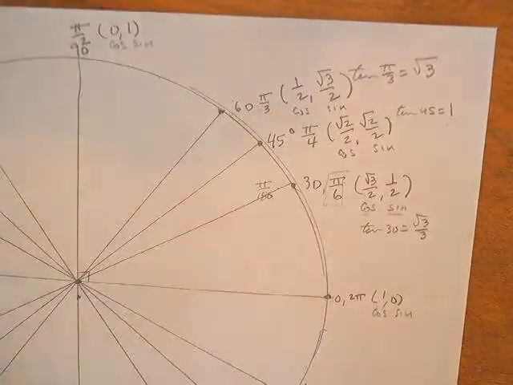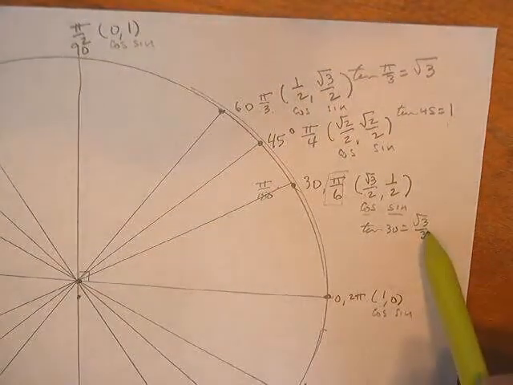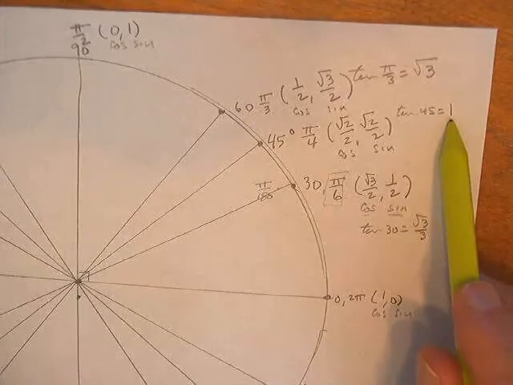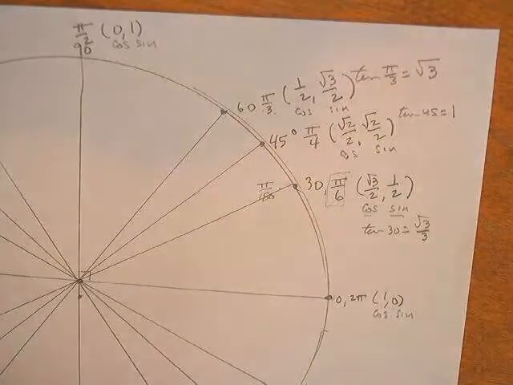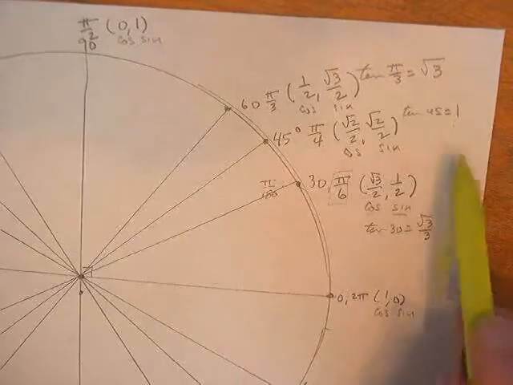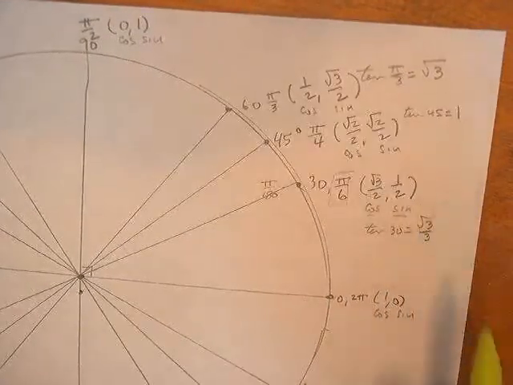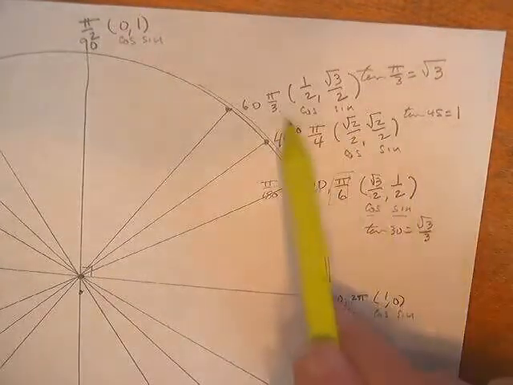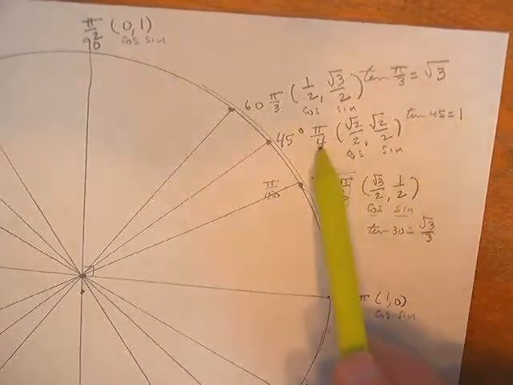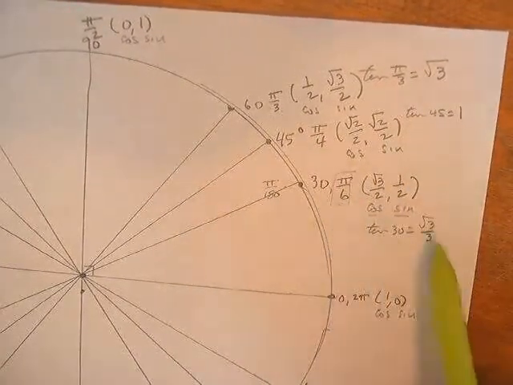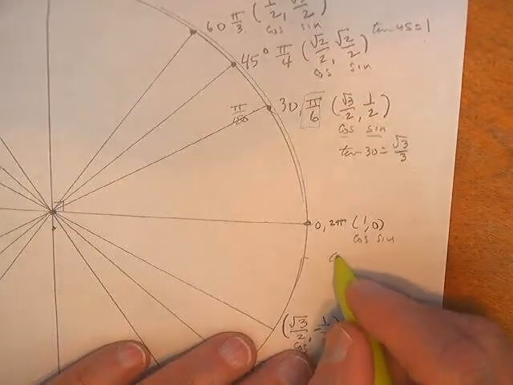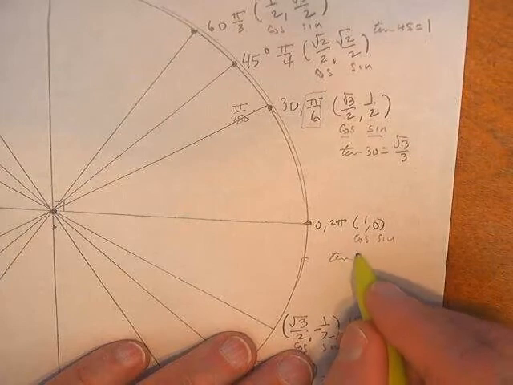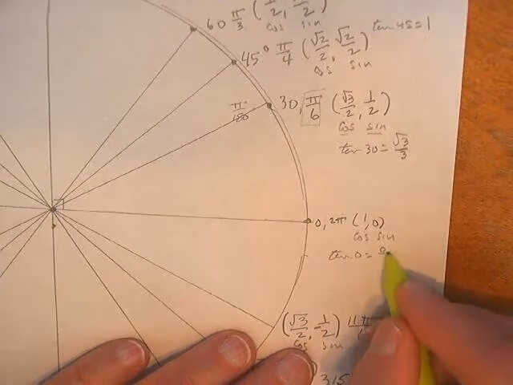This is only 3 tangents. Root 3 over 3, 1, and root 3. All the tangents on the unit circle, if you're not on an x or y axis, are one of these 3 numbers. So which one is it? All the pi over 3s are that one, all the pi over 4s are that one, all the pi over 6s are this one.